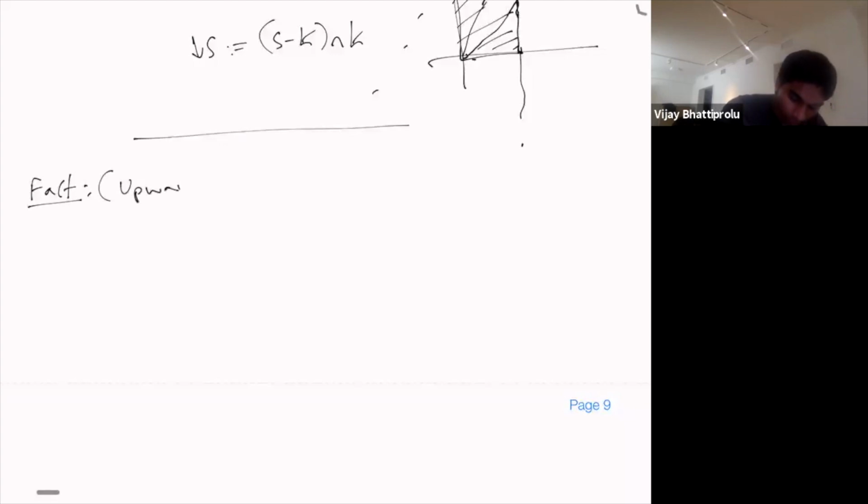For upward polarity. So we define, for a set S, an upward version of the polar as the set of vectors Xi such that the inner product of Xi and X is at least 1 for all X in S.